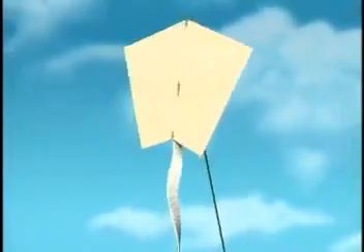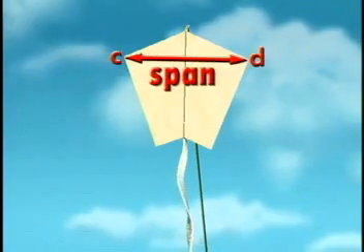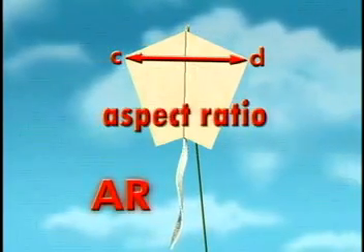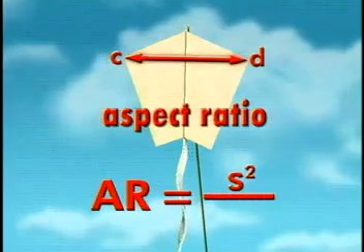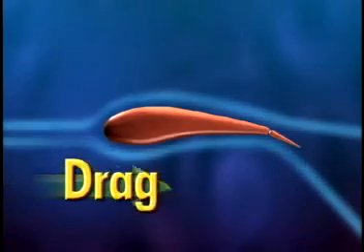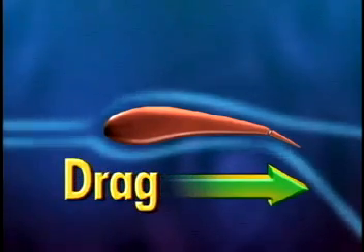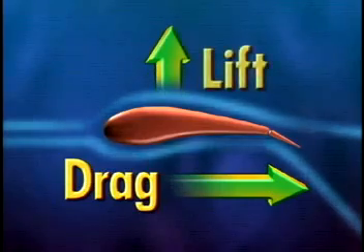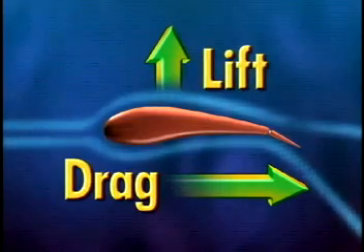The span of a kite is the widest distance from side to side. Aspect ratio is the ratio of the square of the span to the area of the kite. Drag is a force that pushes against an object and slows it down. Lift is the aerodynamic force that holds an airplane in the air.